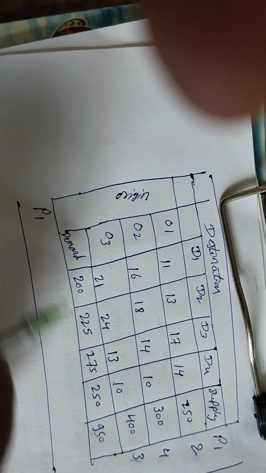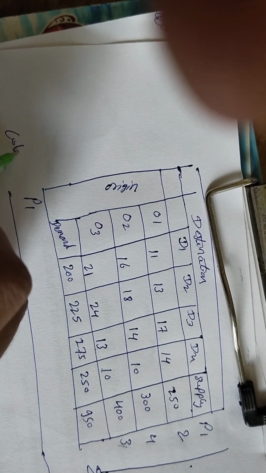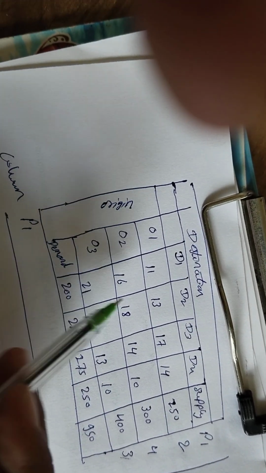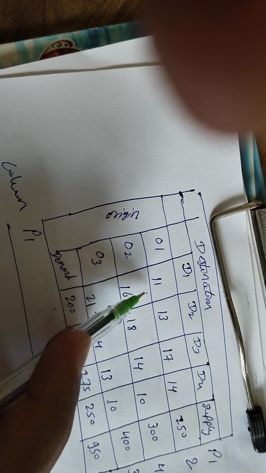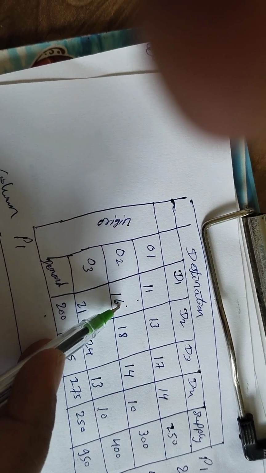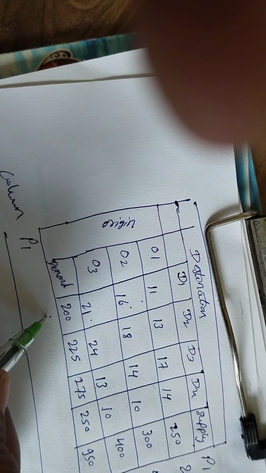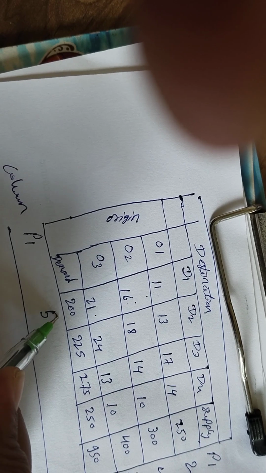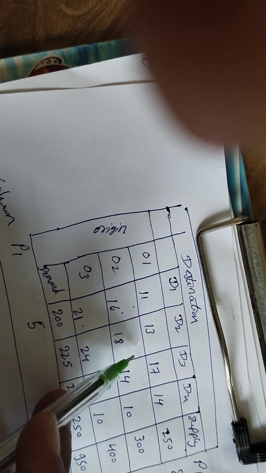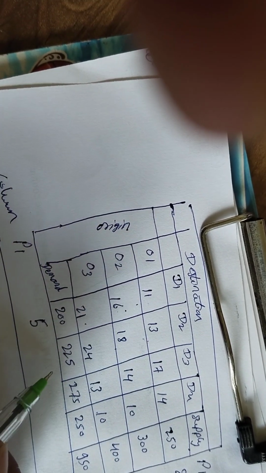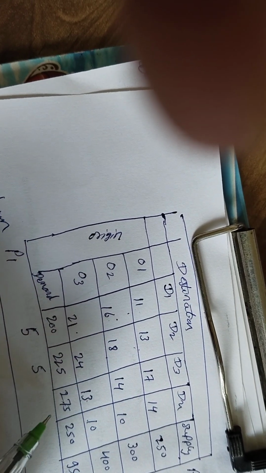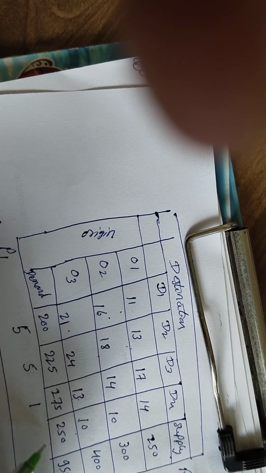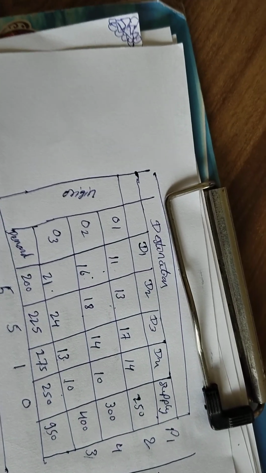In the same manner, we have to find the column wise penalty also. Okay. So 11, 16, 21. Among these, 11 and 16 are the least numbers. So 16 minus 11, we get 5. Similarly, here 18 minus 13 is 5. Here 14 minus 13 is 1, and 10 minus 10 is 0. So the row wise penalty and column wise penalty are completed now.